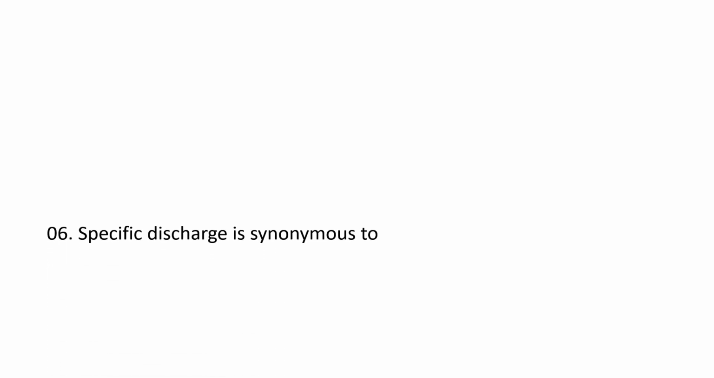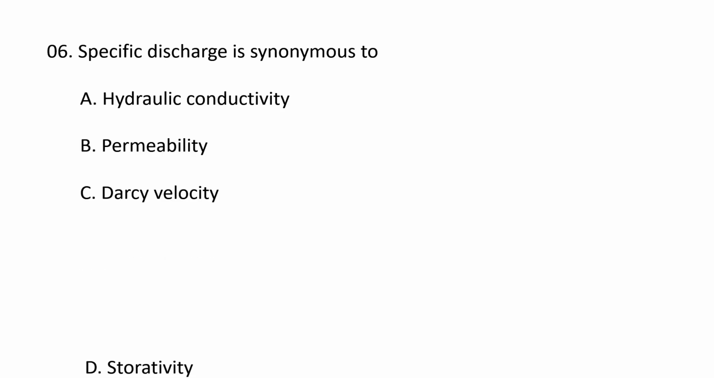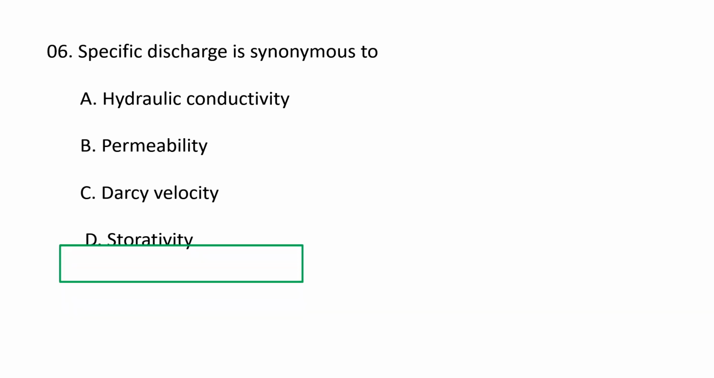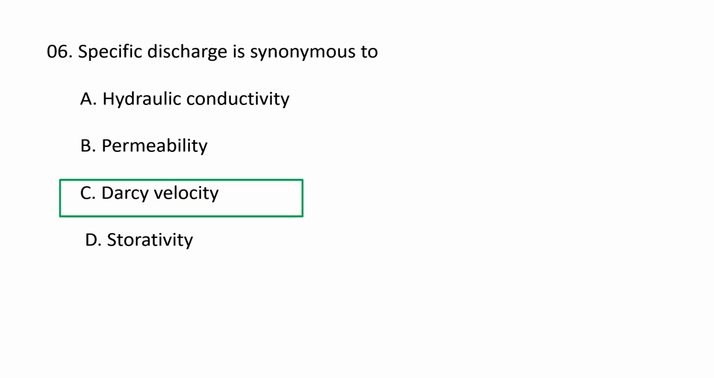Next question. Specific discharge is synonymous to A. Hydraulic conductivity, B. Permeability, C. Darcy velocity, D. Storability. So the specific discharge is synonymous to Darcy velocity. Specific discharge is the discharge, that is the volumetric flow rate divided by the flow area, and because the dimension of the specific discharge is length over time, that is L by T, like the dimension for velocity, specific discharge is also referred to as the Darcy velocity. C is the correct option.